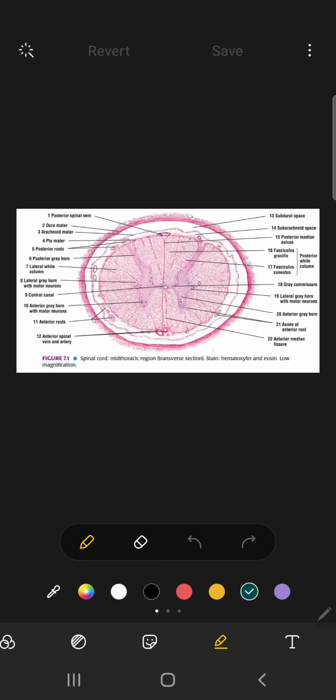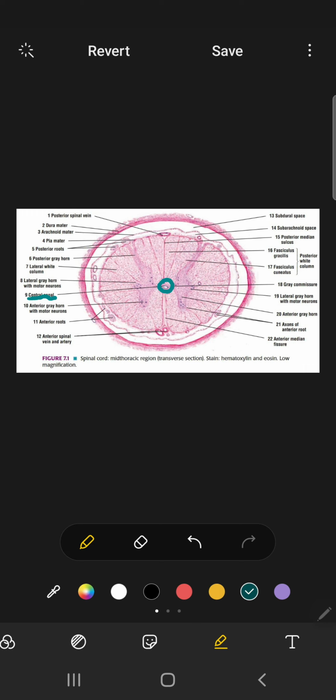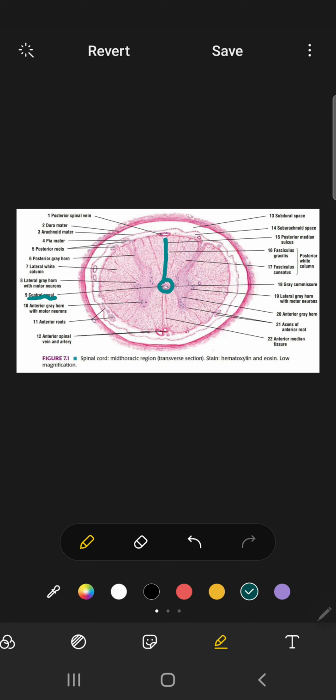In this picture, you can appreciate the histological transverse section of the spinal cord, which appears to be roughly oval in shape and is more flattened ventrally than dorsally. In the center, there is a cavity that is called the central canal, which is lined by the ependymal cells and that contains CSF.